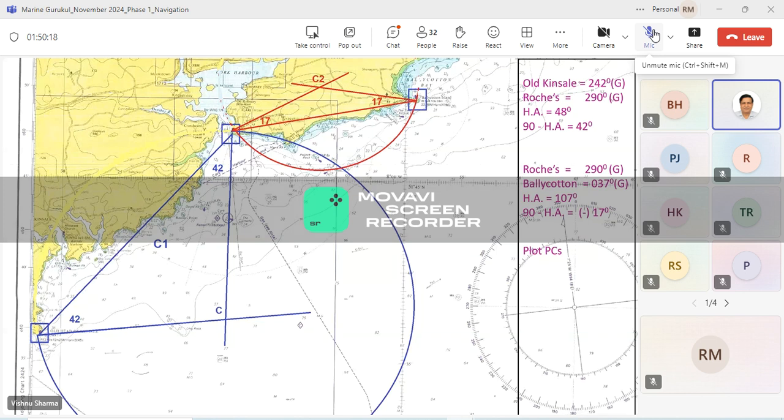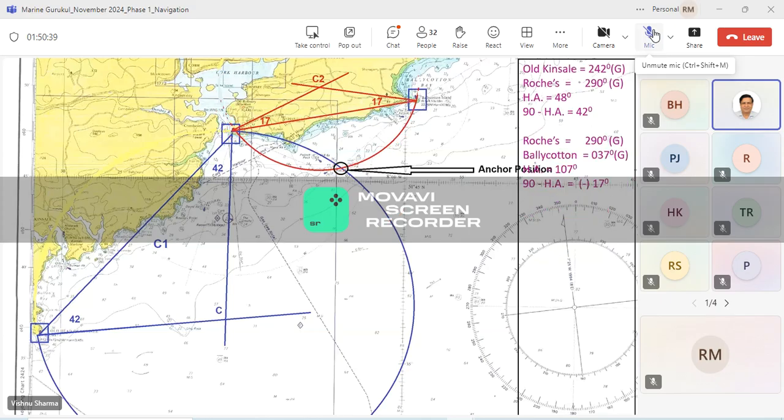So guys, if the ship is on this red arc and the ship is also on this red arc at the same time, then obviously the ship can be either here or here, because these two circles are intersecting at these points. The ship cannot be on this lighthouse, obviously, for sure. So this one becomes the anchor position. Am I clear? Yes, sir. This becomes the anchor position.